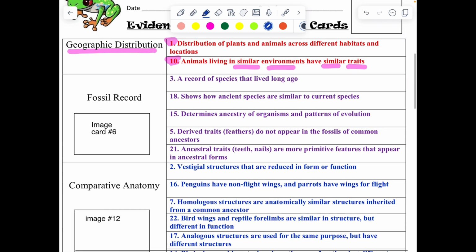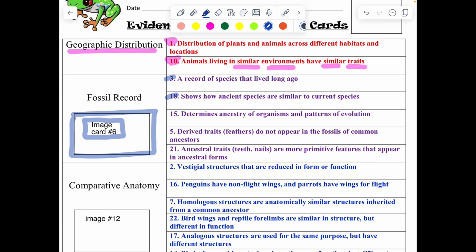For the fossil record, you should have an image from card number 6. It was a picture of some fossils that you would put into this box right here. And then cards number 3, 18, 15, 5, and 21 are all examples of evidence of the fossil record. So the fossil record is a record of species that lived long ago. It does show us that ancient species are very similar to our current species. It does show us ancestry of organisms and the patterns of evolution that we see happening.